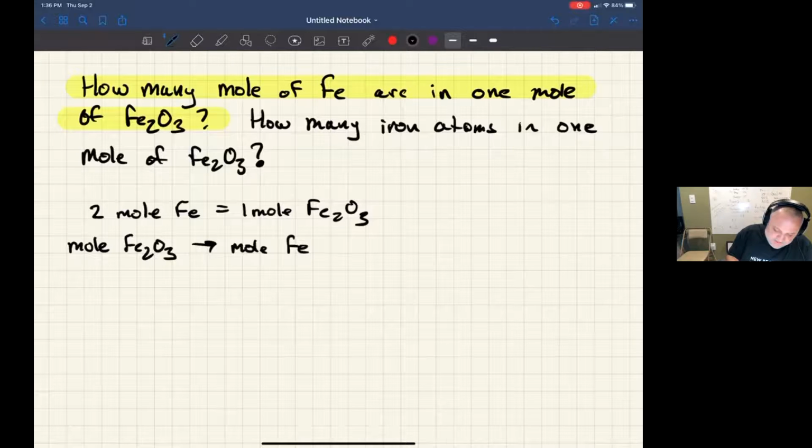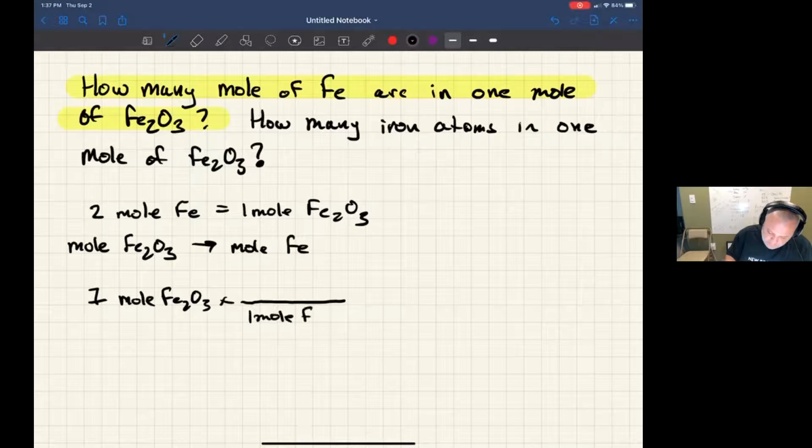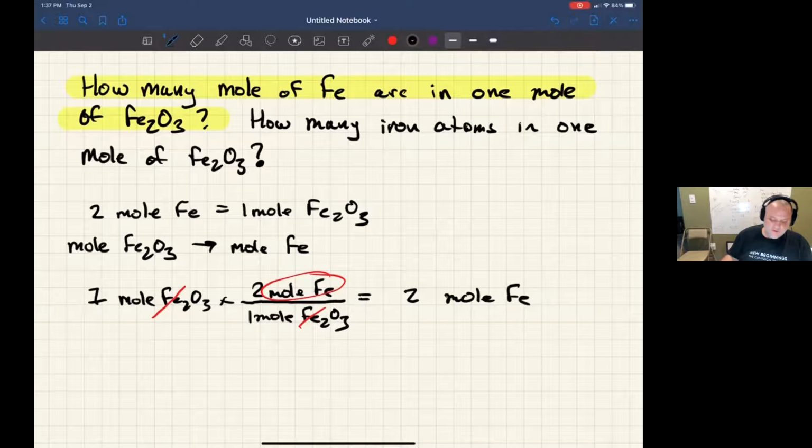And so we can put that together and we can do it like this. 1 mole of Fe2O3 would have 2 moles of iron. And this is just a quick problem to remind you that the relationship from a chemical equation can be used to answer problems. So you get, of course, 2 moles of iron.